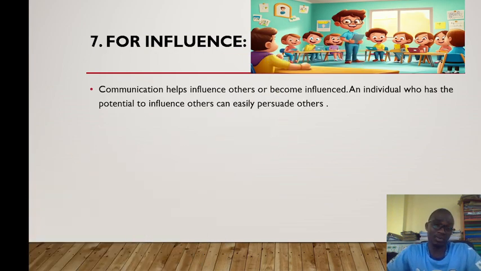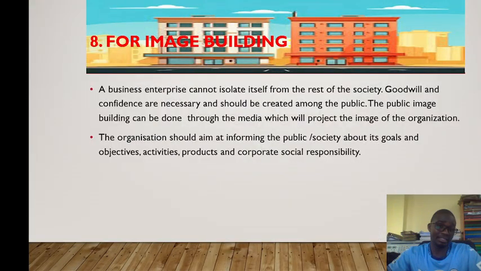We also have communication used to influence. Communication helps influence others or become influenced. And an individual who has the potential to influence others can easily persuade others. So that's another purpose for communication, that is influencing. We also have another purpose for communication. Communication is used for image building.